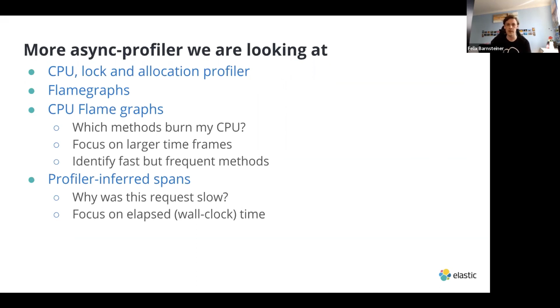But for that, we have the profiler-inferred spans, basically the method-level detail feature I showed you earlier, which then allows you to answer the question why this request was slow. And the focus here is on the elapsed time, also called wall clock time.